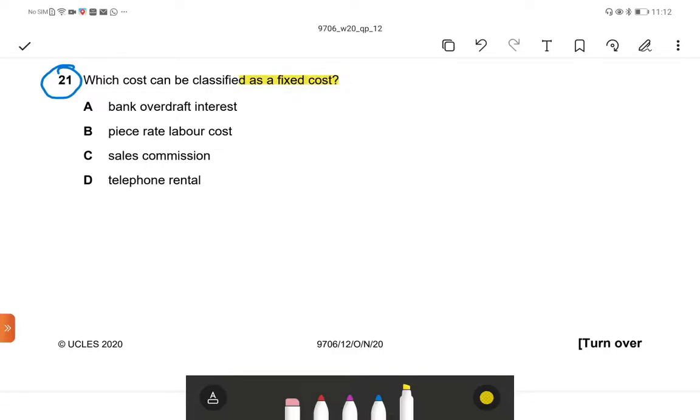Fixed cost means the cost which will not change. So they are given the answers like bank overdraft interest. Bank overdraft interest will change. That is not fixed. Piece rate labor cost will change depending on the number of pieces. Sales commission is always given on the sales, how many sales are made. That is also not fixed. So the correct option is telephone rental. Telephone rental is classified as a fixed cost. So the correct answer is option D.